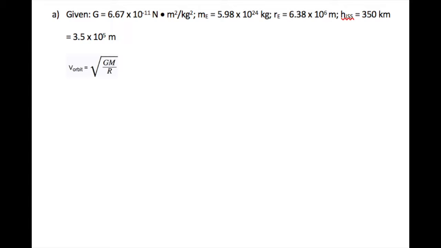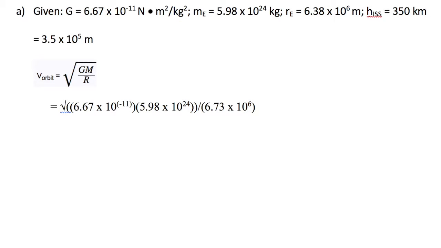The equation we're going to use for this problem is the velocity of the orbit equal to the square root of G, the constant, times the mass, M, over r, the radius. Now that we have the given values and the equation, we are able to plug them in and calculate.